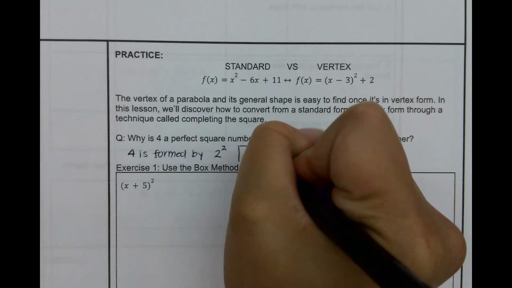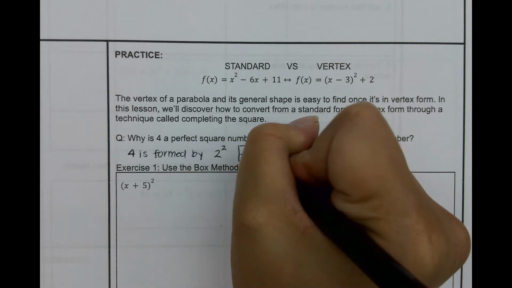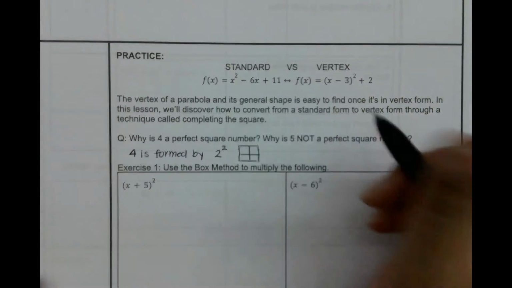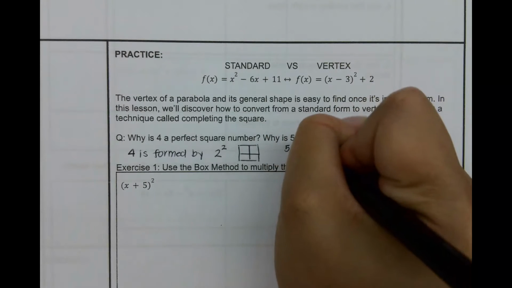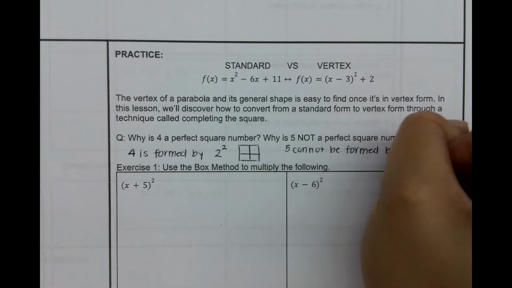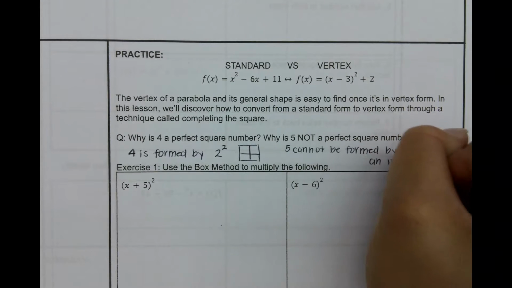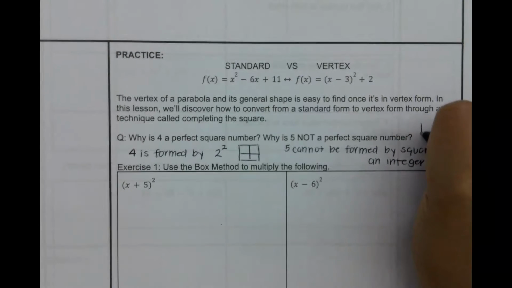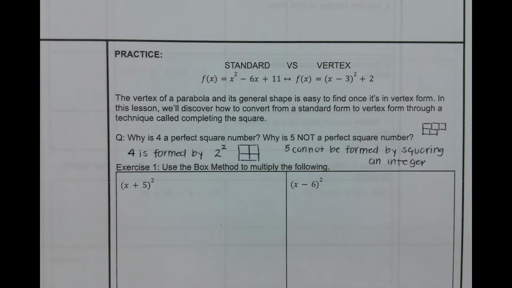What it means is that if I had 4 boxes, it can create a square because then I have 2 boxes by 2 boxes, versus 5, which is not a perfect square number because 5 cannot be formed by squaring an integer. If you had 5 boxes, 1, 2, 3, 4, 5, there's no way to arrange it into a perfect square.